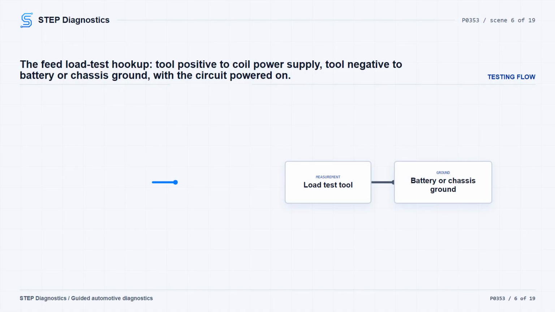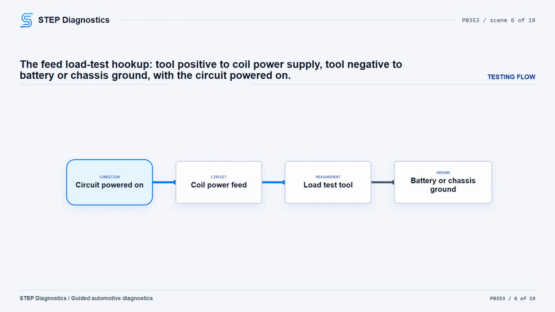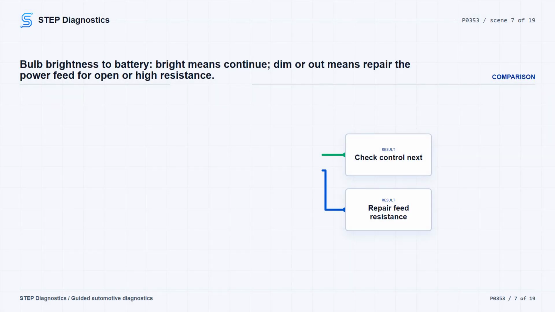Now load test the relay output power supply circuit. The procedure has you disconnect the ignition coil harness connector called out for access to the power supply circuit, connect the positive lead of the load test tool to that power supply circuit, and connect the negative lead to battery ground or chassis ground. Make sure the circuit is actually powered on. If it is an ignition feed, the ignition has to be on. If it is relay output, the relay needs to be energized.